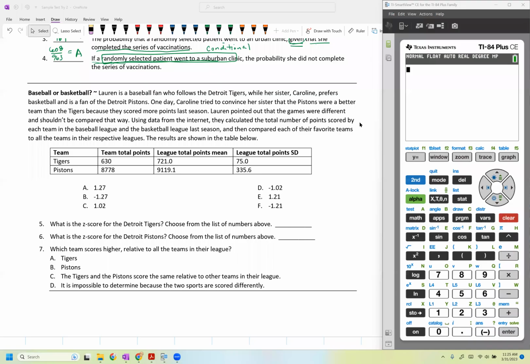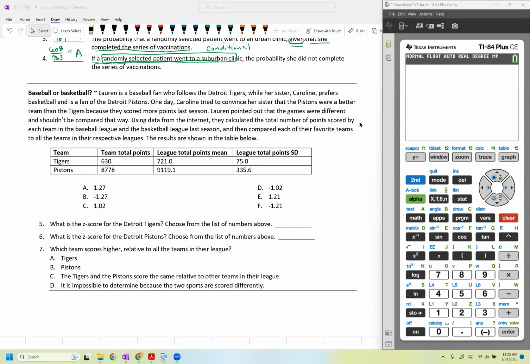All right, here's the next set of Scantron questions. Lauren is a baseball fan who follows the Tigers. Her sister Caroline prefers basketball and follows the Pistons. One day, Caroline's trying to convince her sister that the Pistons are a better team than the Tigers because they scored more points last season.